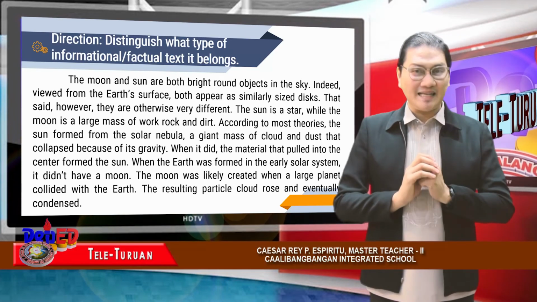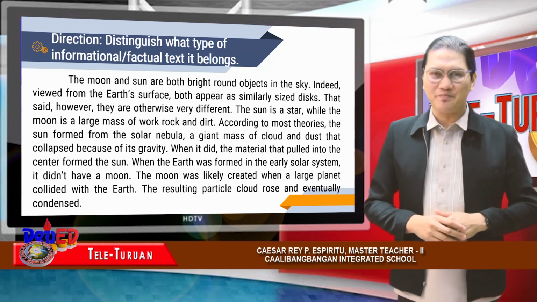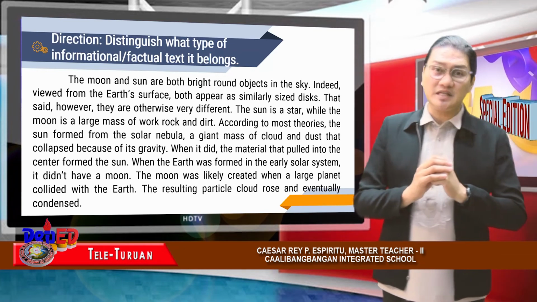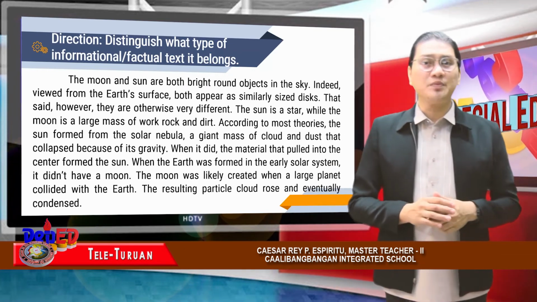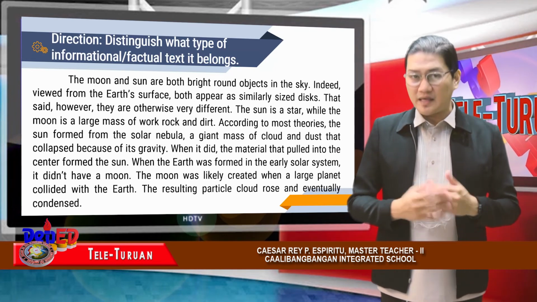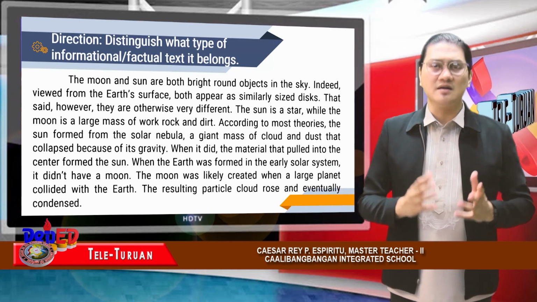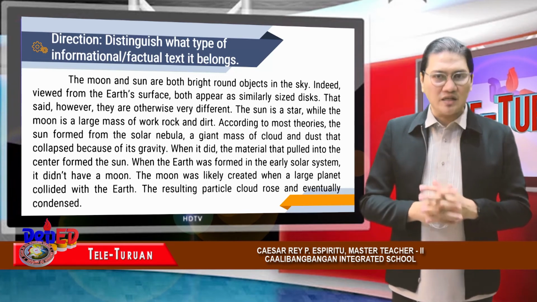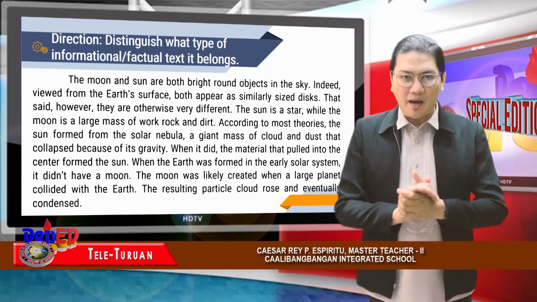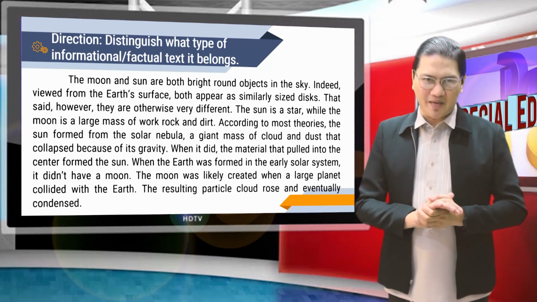And as expected, you did it, children. The answer is expository text. The selection provides factual information about a topic using a clear, non-narrative organizational structure with a major topic and supporting information.